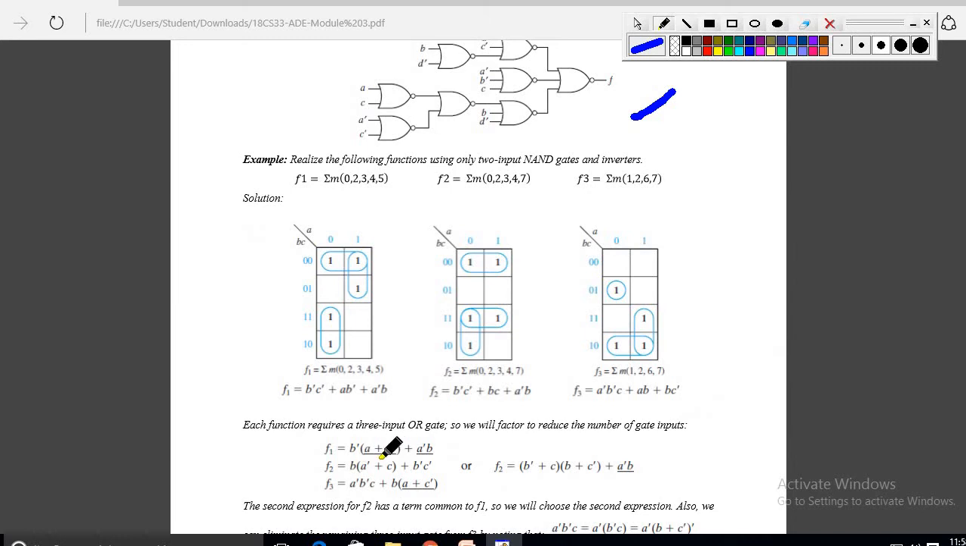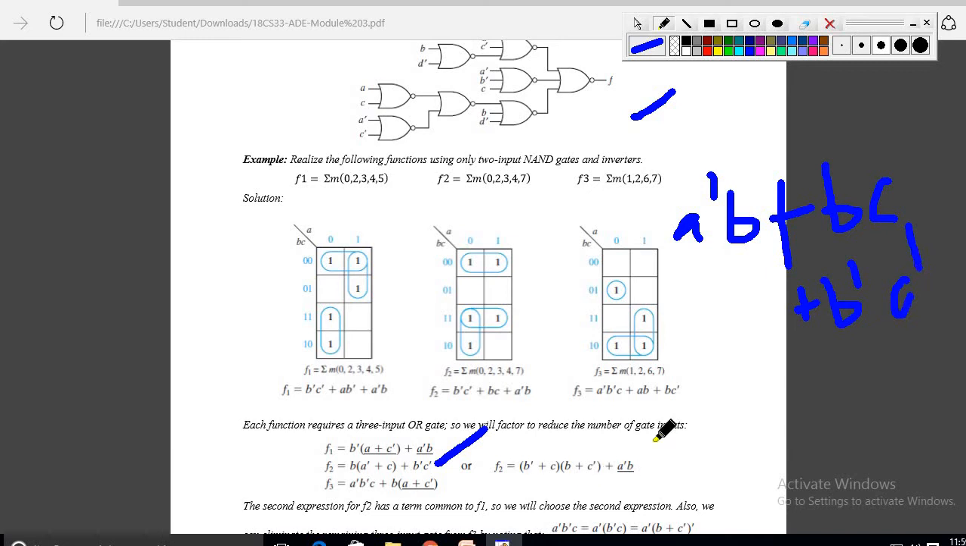So if you multiply these two, it will be a bar b, correct? This I am writing, plus you have to multiply bc. Is it right? So next term is what? Plus b bar c bar. See this expression, a bar b is there, a bar b is there, right? So here bc and b bar c bar is there, so just you have to convert this one.